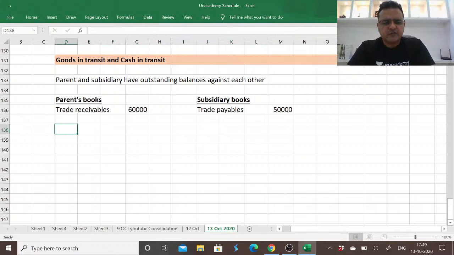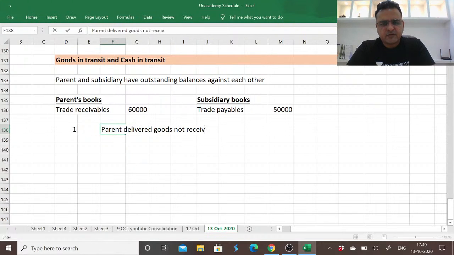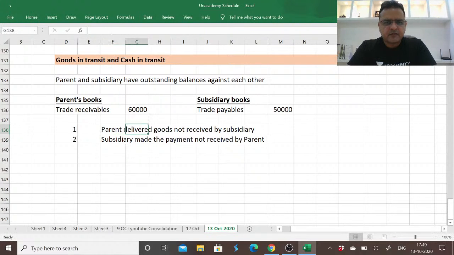So the difference could be because of two reasons. Either the parent delivered goods not received by the subsidiary, or the subsidiary made a payment not received by the parent. Parent delivered goods not received by the subsidiary: these are goods in transit, and this will be cash in transit.